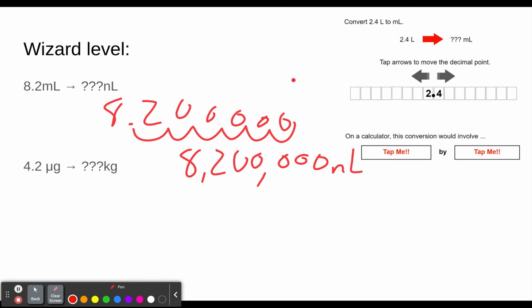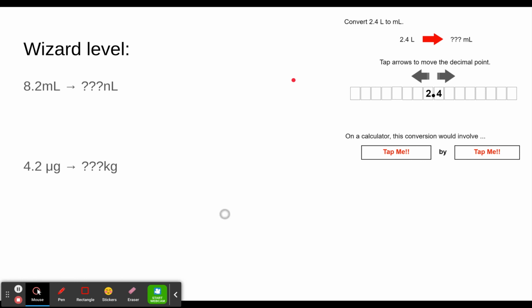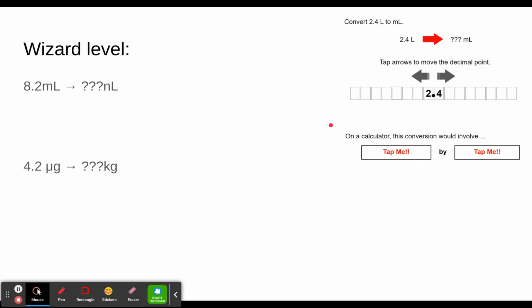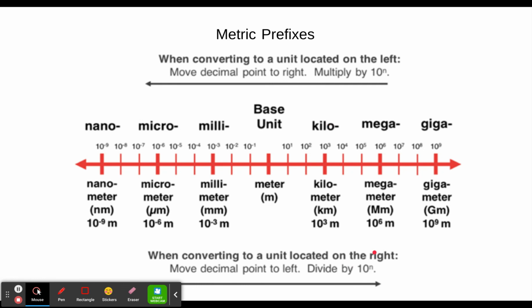All right, let's clear that and get ready to do this next one. So now we see micro, this Greek letter mu, looks mostly like a U. So 4.2 micrograms to kilograms. So micrograms is here, kilograms is here. So we have to go to the right.